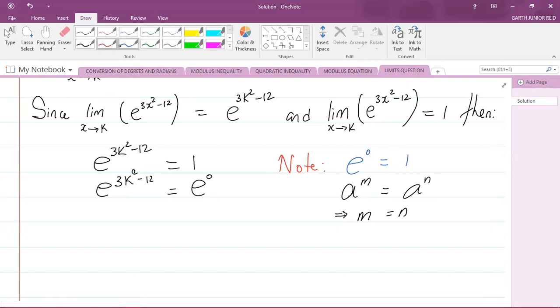Now, e is a number that you should be familiar with. That is what we call Euler's number, discovered by the Swiss mathematician Leonhard Euler.